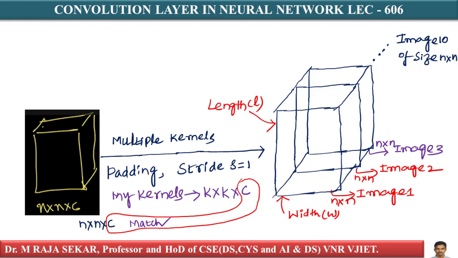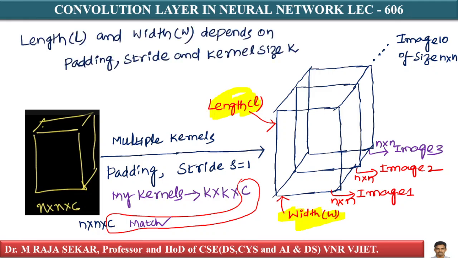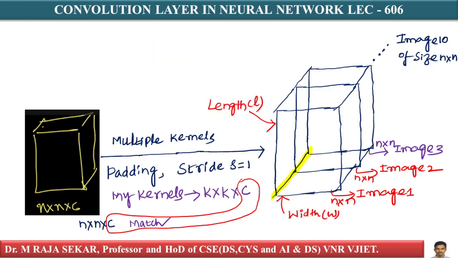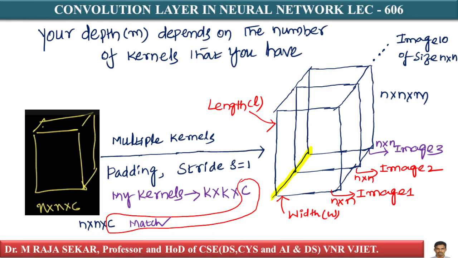What is the length and width of this output? The length and width depend on padding, stride and kernel size, isn't it? Your depth, what is this? Your depth here is equivalent to M. Your depth depends on the number of kernels that you have, isn't it?